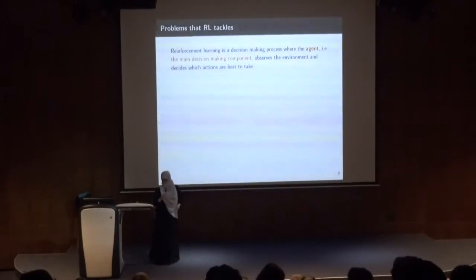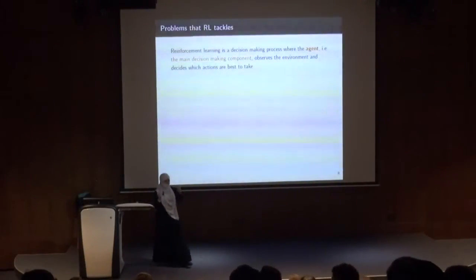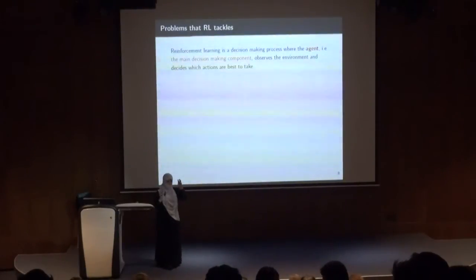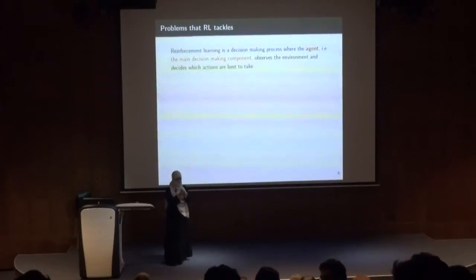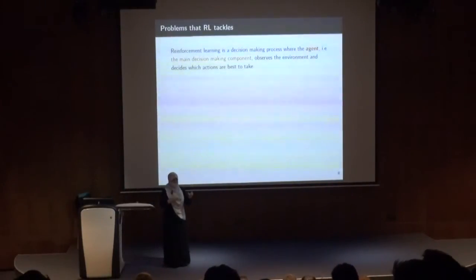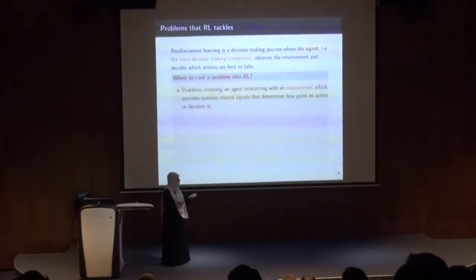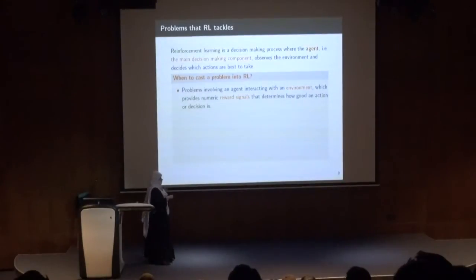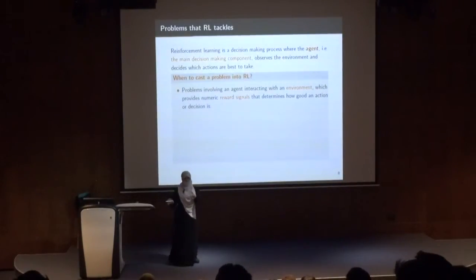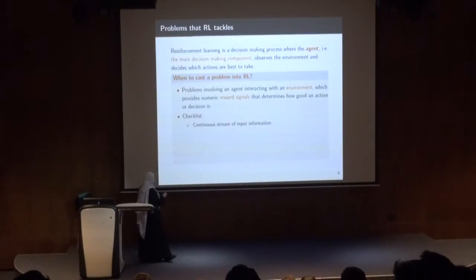So as a definition, in reinforcement learning, we have a decision-making process. The main component of this decision-making, the one who will make the decision, is called the agent. This agent observes a certain environment and takes the best action given the current situation. So when do I cast my problem into reinforcement learning rather than supervised or unsupervised learning? I should have these criteria.